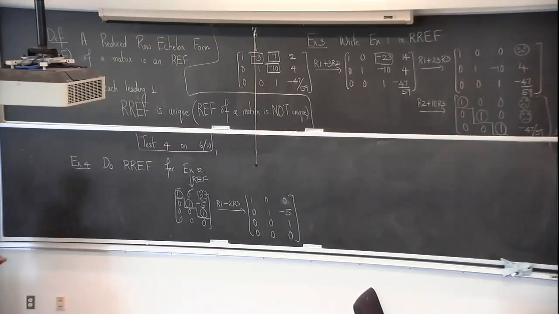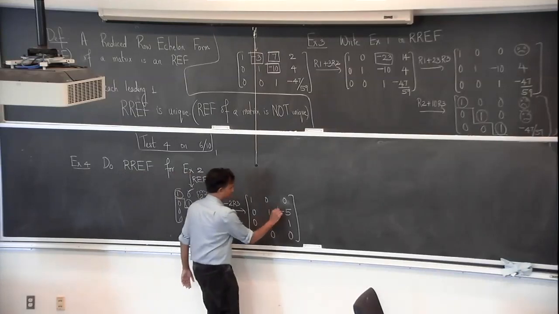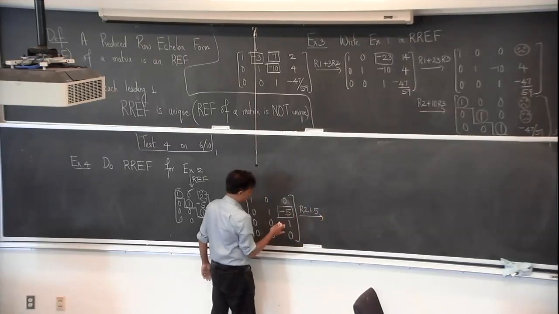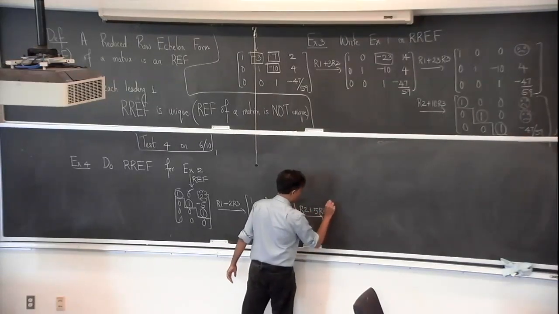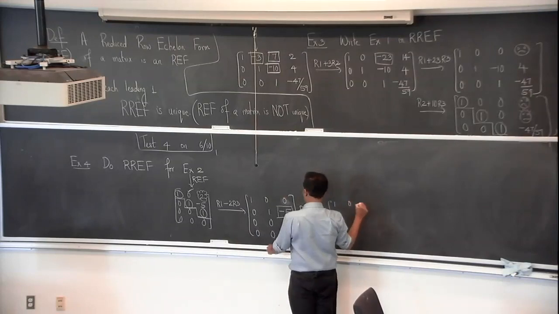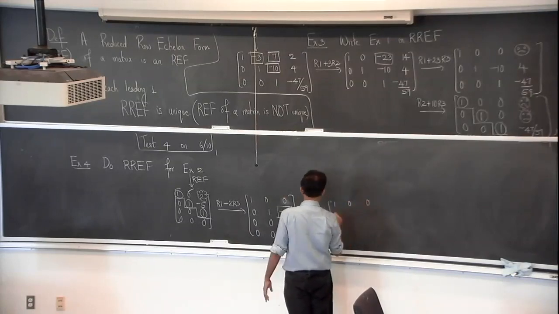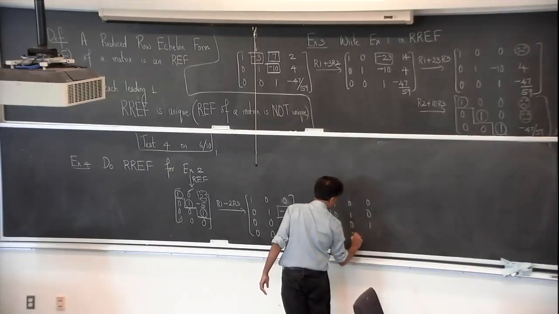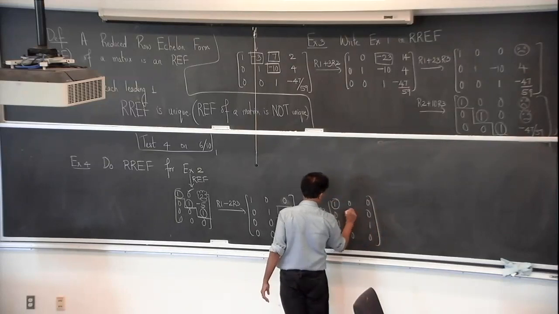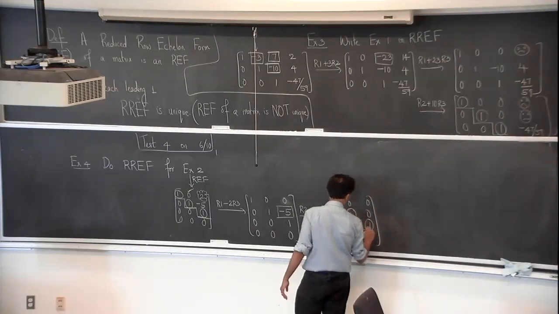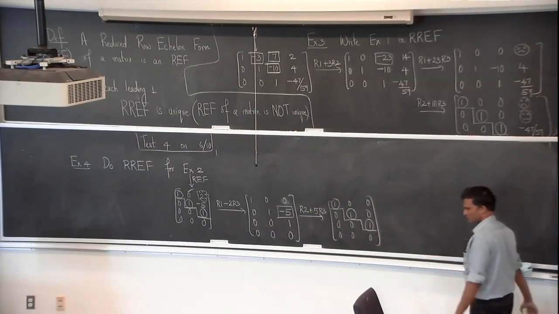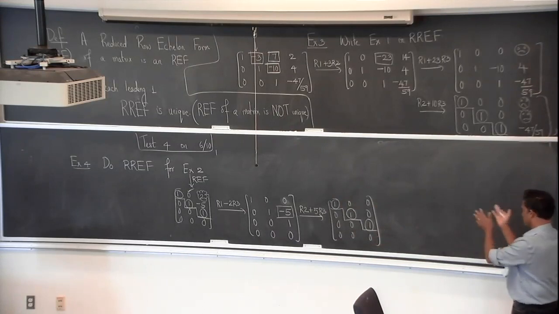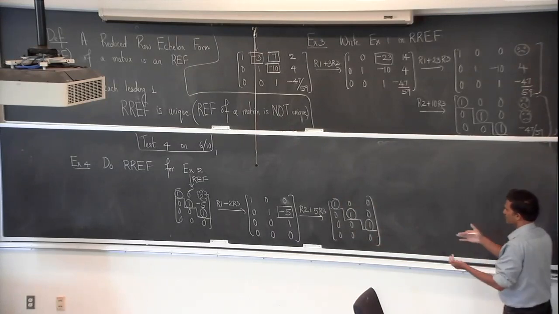So I'll ask somebody here, how do you get a 0 here? R2 plus 5 R3. Okay. So this is a much neater matrix than the previous one. You don't get a better matrix than this with ones and zeros. There's no other number anywhere. So when you're solving a system of equations, it just gives you the solution, chop, chop, chop.